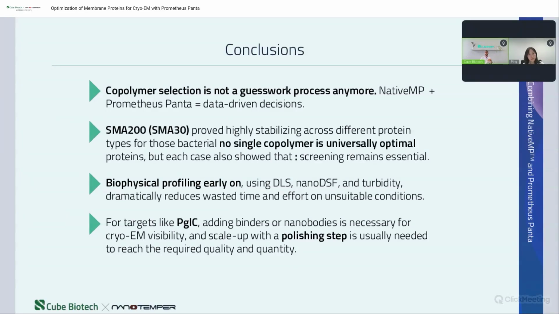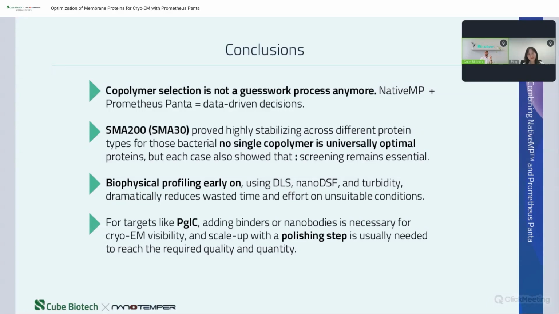So for targets like PglC, it's important that if your target is too small for cryo-EM, remember that you plan to add a binder, a nanobody, or anything which increases the size and helps you to align the particles later on in the evaluation process. And then it's best to scale up with a polishing step, which is usually needed to reach the required quality and quantity. SMA200 proved to be highly stabilizing across different protein types, for those bacterial proteins.